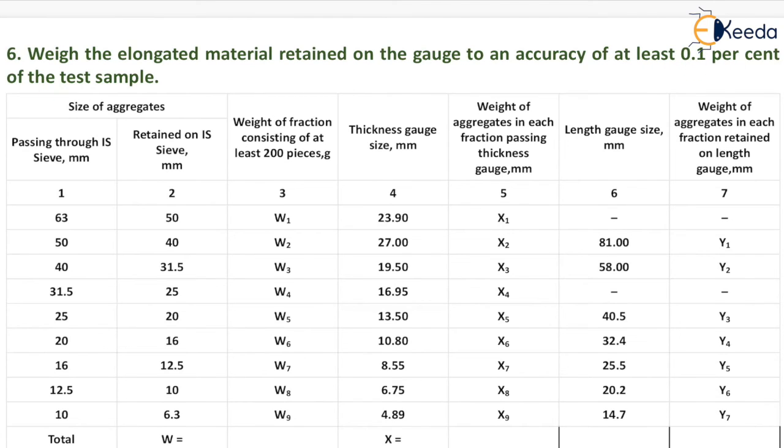Now in this table, the size of aggregate is written here, that is the size passing through the IS sieve in mm, and the retained sieve is written here. Weight of fraction is written here, consisting of at least 200 pieces. Thickness gauge size is written here. Weight of aggregate in each fraction passing the thickness gauge is written here. Length gauge size is written here, and weight of aggregate in each fraction retained on the length gauge is written here.